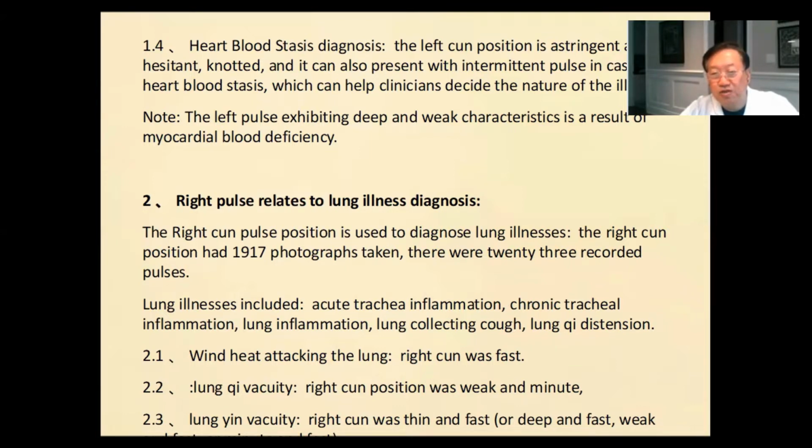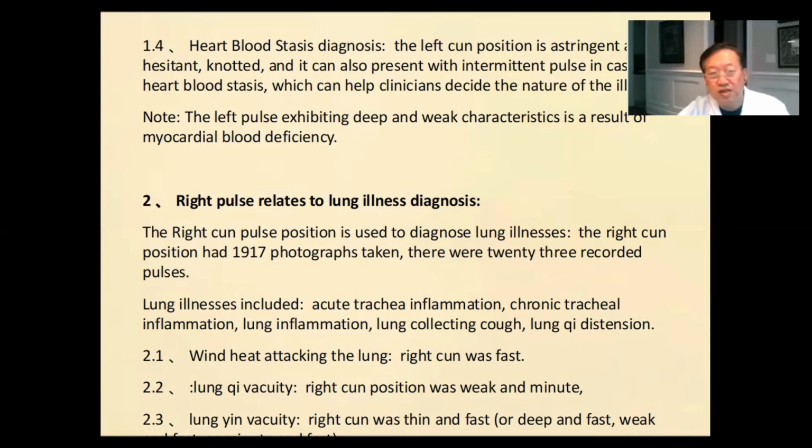2. Right pulse relates to lung illness diagnosis. The right Cun pulse position is used to diagnose lung illnesses. The right Cun position had 1,917 photographs taken. There were 23 recorded pulses. Lung illnesses included acute tracheal inflammation, chronic tracheal inflammation, lung collecting cough, lung qi distension.